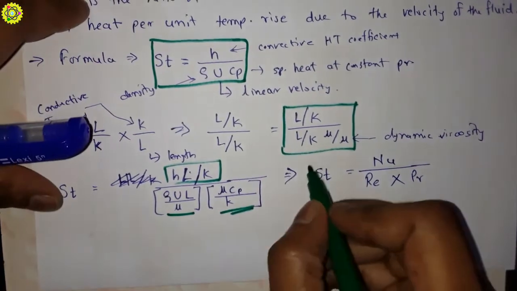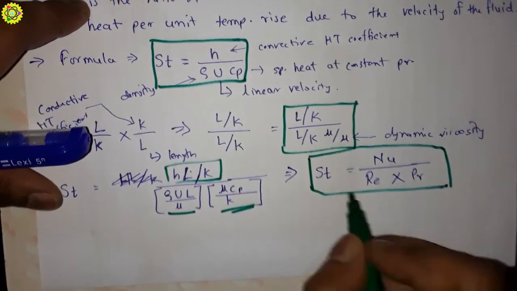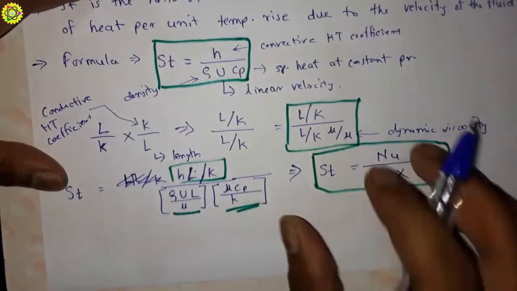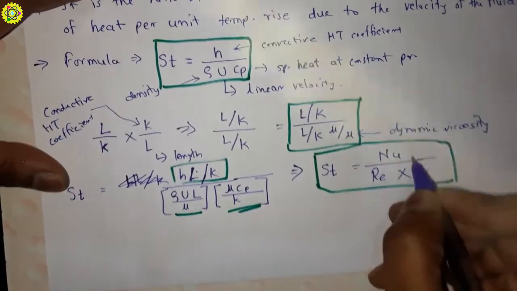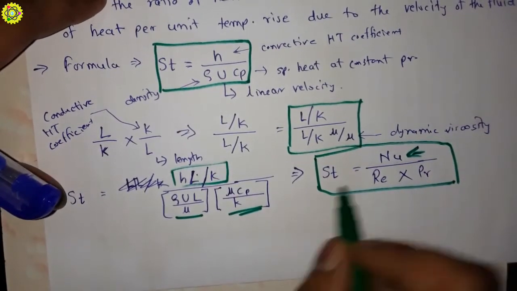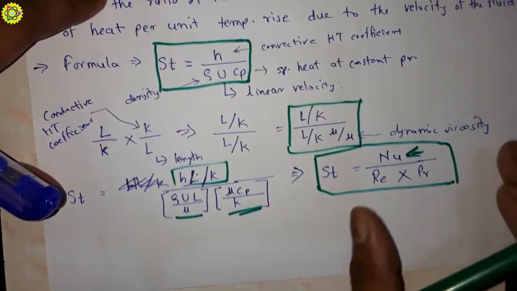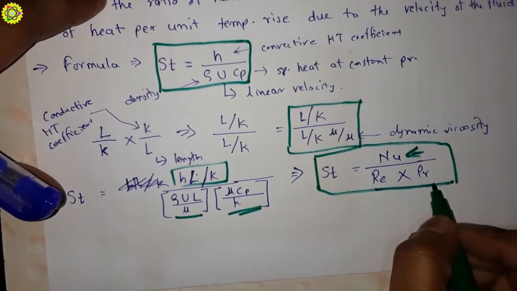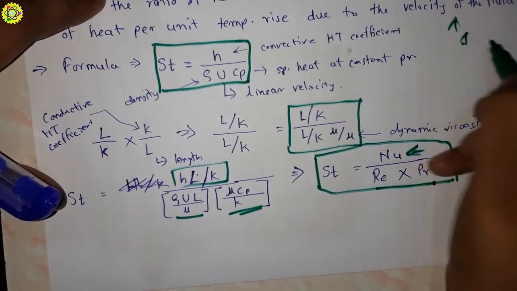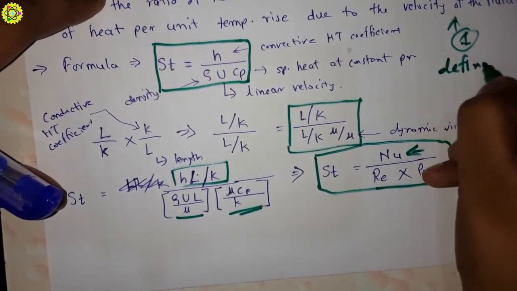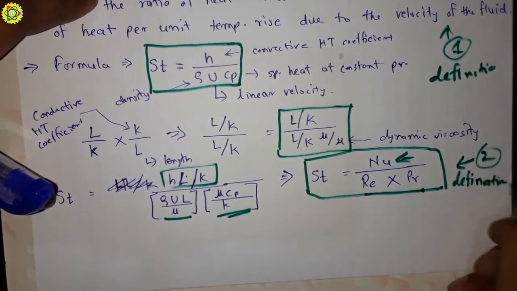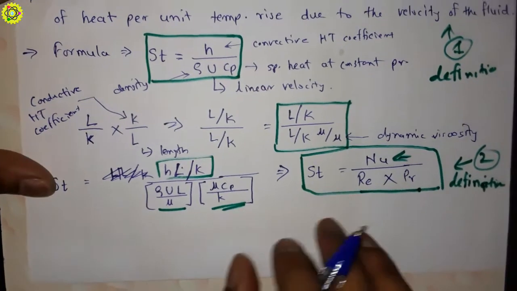So this is our new formula, and from it we can define the Stanton number as the ratio of the Nusselt number to the product of the Reynolds number and the Prandtl number. This is the second definition, and the earlier one is the first definition.